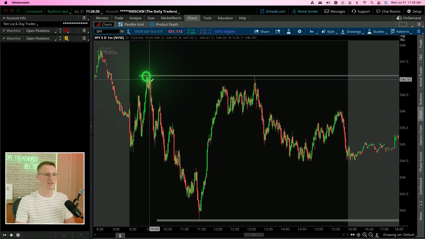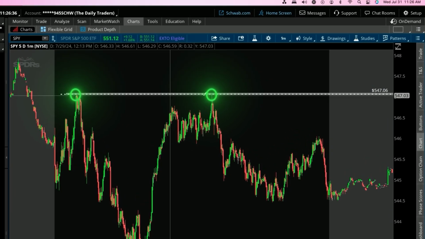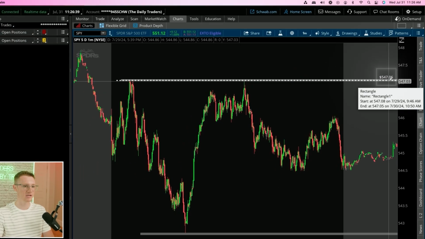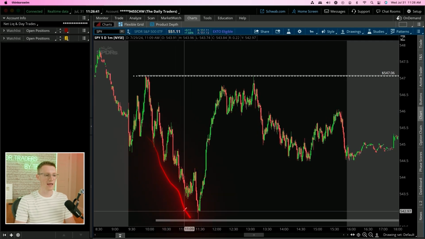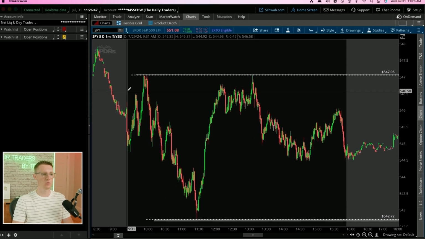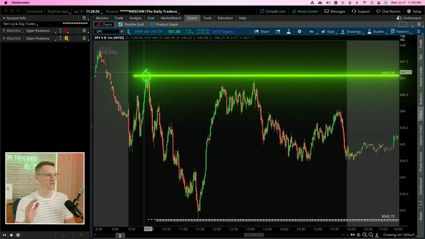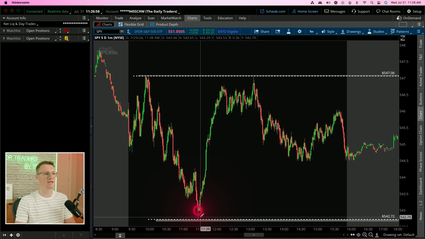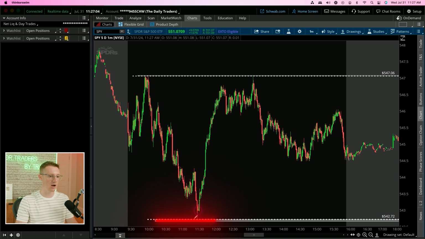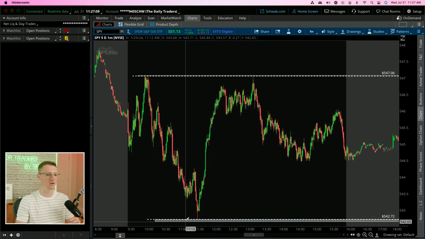So you can see we actually had 2 tests of that resistance area, okay, which was sitting at about $547. And then you could see we pulled back and we had 1 test of this support at 542.72. So we could see the highest price at which SPY traded during the previous day. That is where we want to mark out our resistance. And then we're going to look at the lowest price at which SPY or whatever stock was trading at during that previous day. And that would be our support. So we've got our key level of resistance and our key level of support.